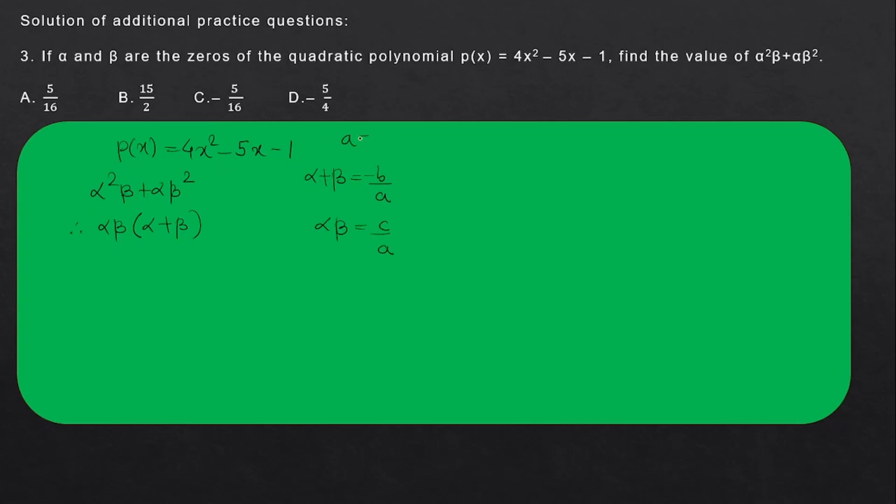Again, from the polynomial, the value of a is 4, b is minus 5, c is minus 1. So alpha plus beta will become minus b by a, which is minus of minus 5 by 4, which is 5 by 4. C by a becomes minus 1 by 4. Let us put the values over here. Alpha into beta is minus 1 by 4. Alpha plus beta is 5 by 4. On further taking the product, we get the result as minus 5 by 16. Therefore, the answer for this question is option number C, minus 5 by 16. I hope you are understanding what we are doing. Let us move further to question number 4.